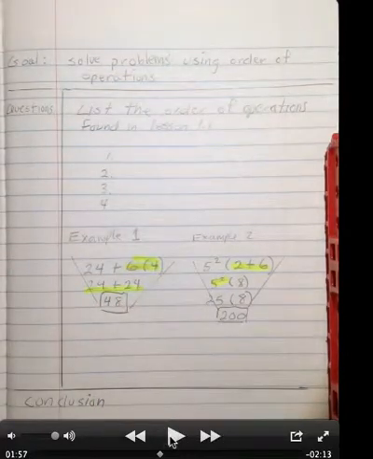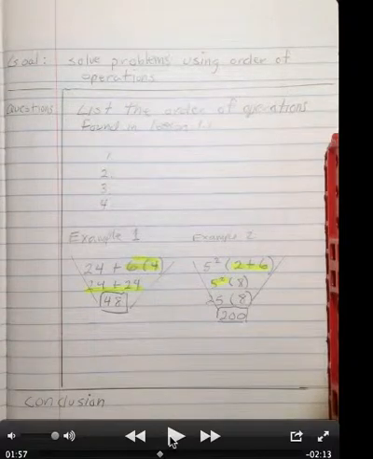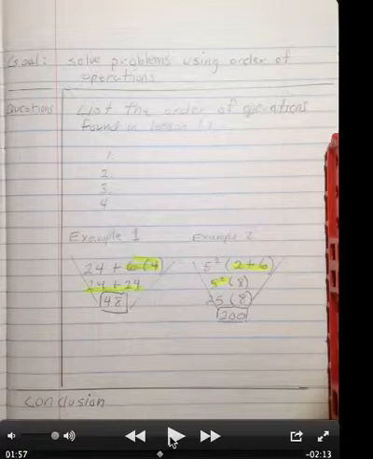I like to put a funnel picture to show that as you use the order of operations, we're going top to bottom, left to right, and it's all converging on one number.